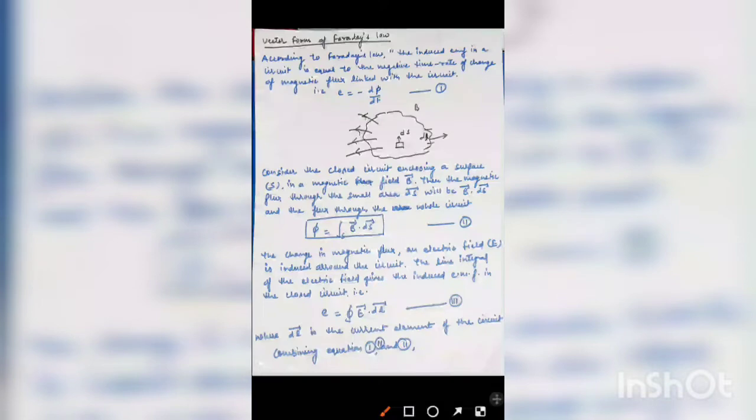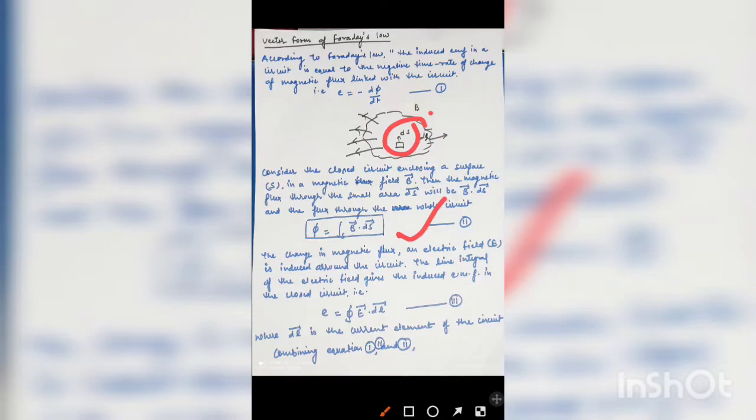Consider a closed circuit enclosing a surface S in a magnetic field B. Then the magnetic flux through the small area dS is B dot dS, and the flux through the whole circuit is phi equal to surface integral B dot dS.